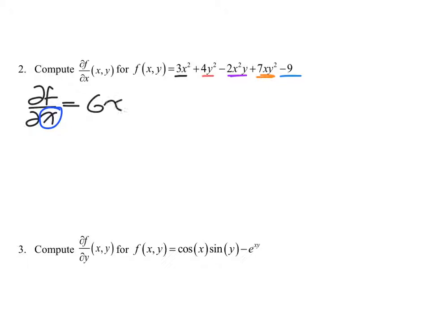6x. What's the derivative of 4y squared? 0. I'm sorry, 0. What about negative 2x squared y? Minus 4yx. 4yx or 4y? It matters not. All right. 7xy squared becomes 7y squared. And the minus 9 becomes 0.